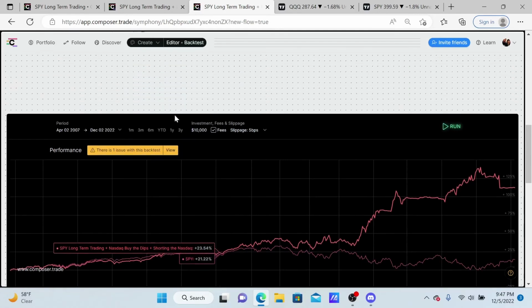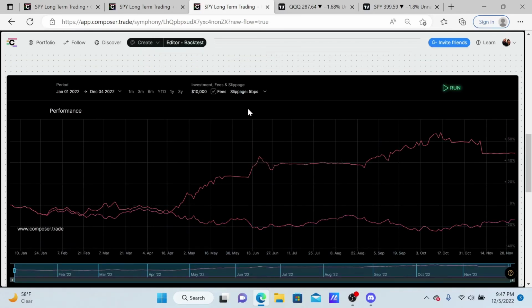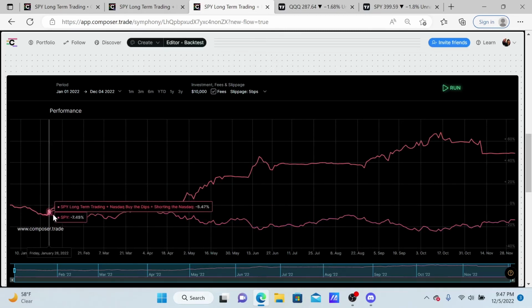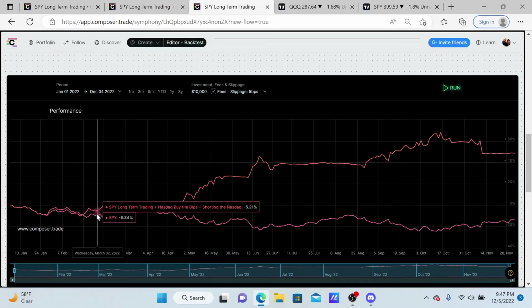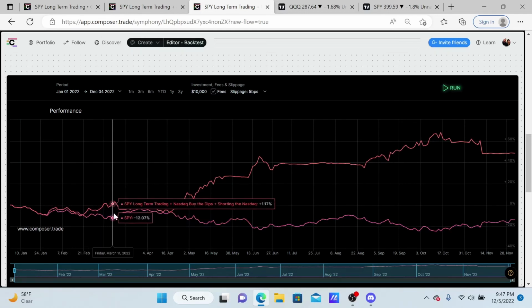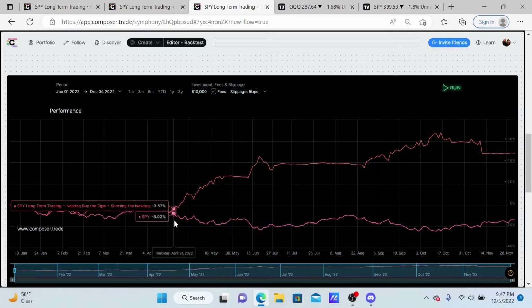So actually, I'm going to go up here, hit year to date, because we've been in a bear market basically the entire year. So right around January, February, the S&P 500 closed below its 200-day, and then you can see the strategy starts to perform separately from the S&P 500 buy and hold.